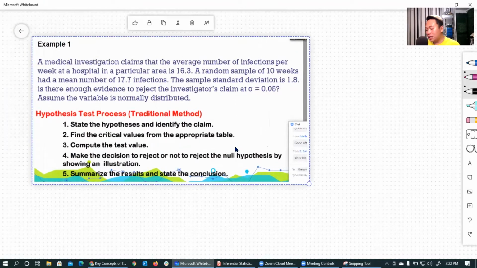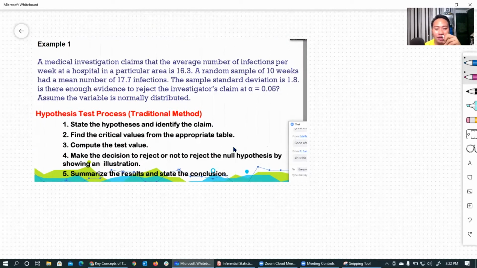All right. So the steps are still similar, guys. It doesn't actually change at all. It's just that the critical values and the value of the test statistic are different compared to the z-score. So let's start with the first step, which is the null hypothesis and the alternative hypothesis.